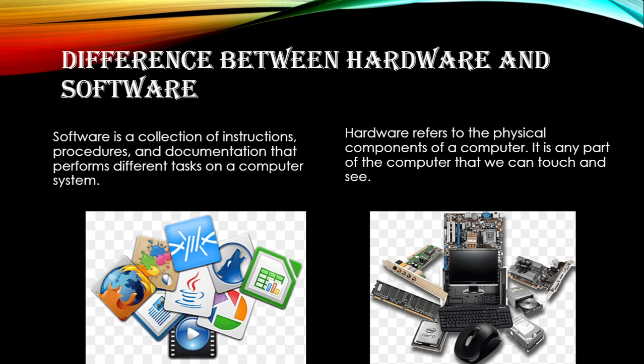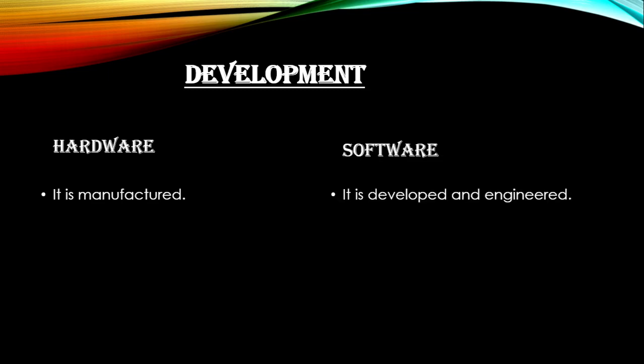So we are going to discuss the differences on some parameters, in which the first category is development. In the case of hardware, it is manufactured in industries, right? On the other hand, software is developed and engineered. So we have to develop a software.